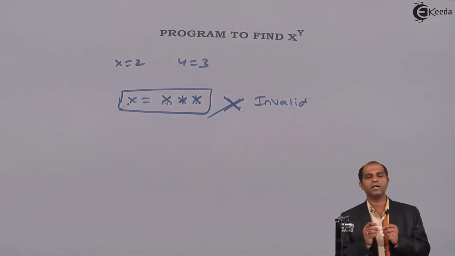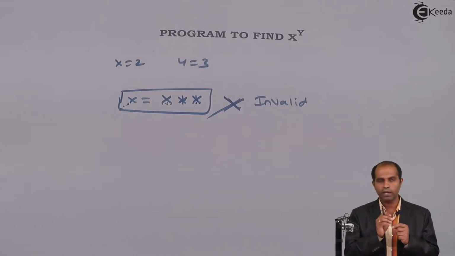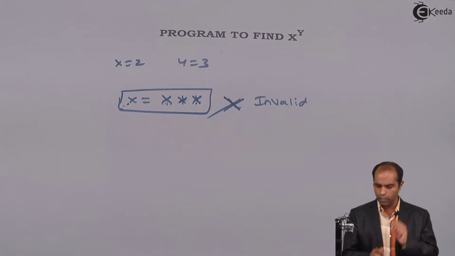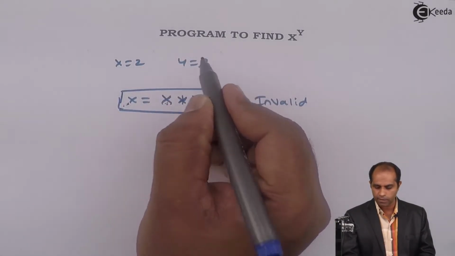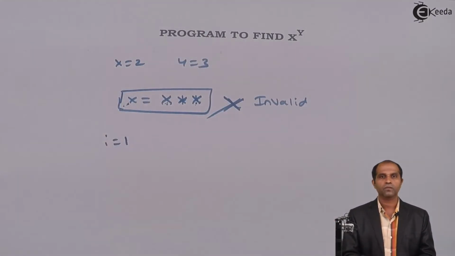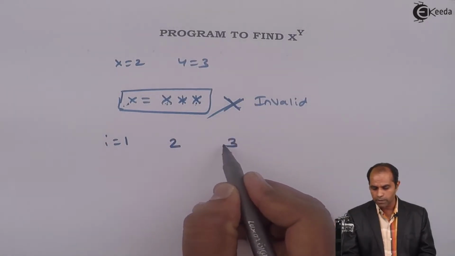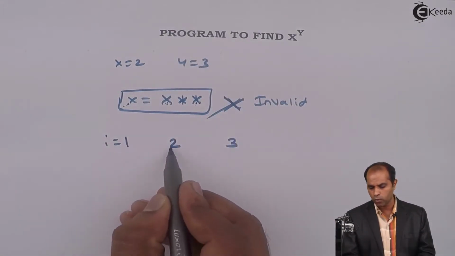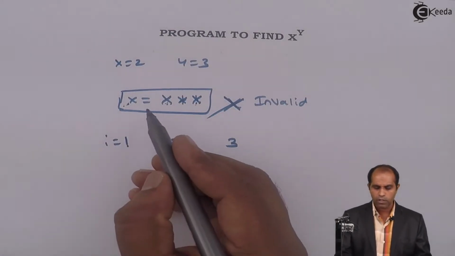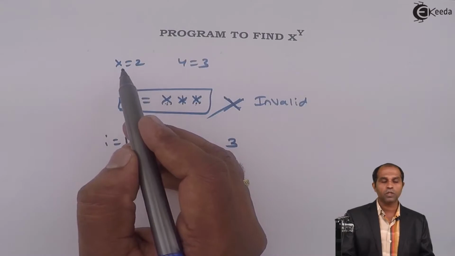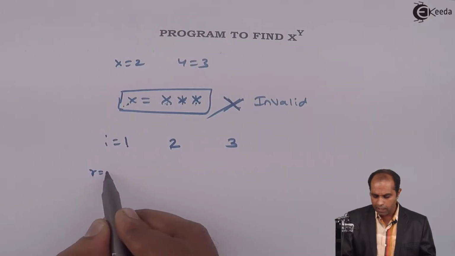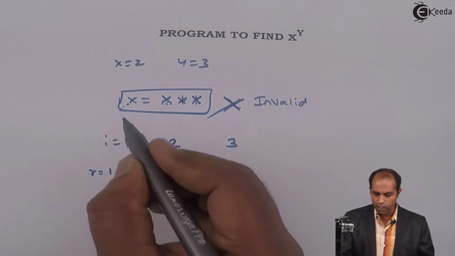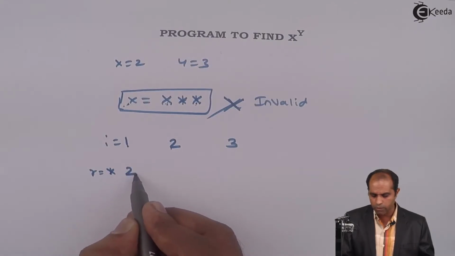I'm supposed to now identify a valid logical expression so that x is multiplied y times. For that, I'll take a loop which will repeat y times. So let's say i starts at 1, and I will execute it y times, that is i will be 1, 2 and 3. Every time, I'll store the multiplication in an accumulator. So let's take a variable r and set it to 1. r is multiplied by x. So 1 multiplied by x, that is 2.